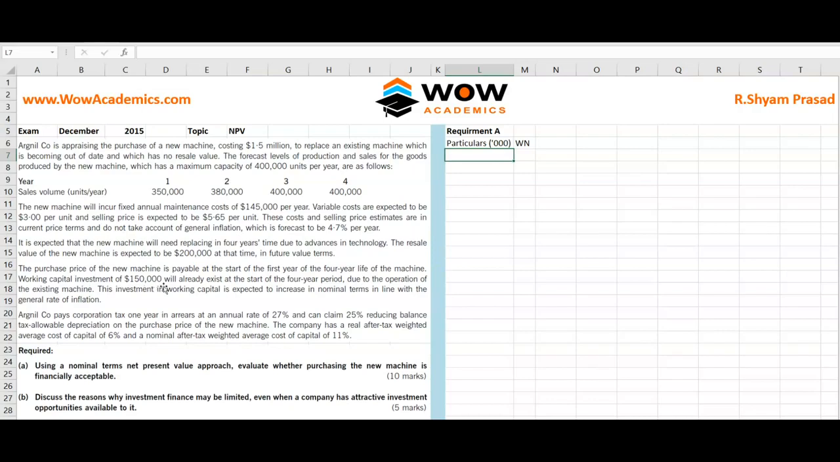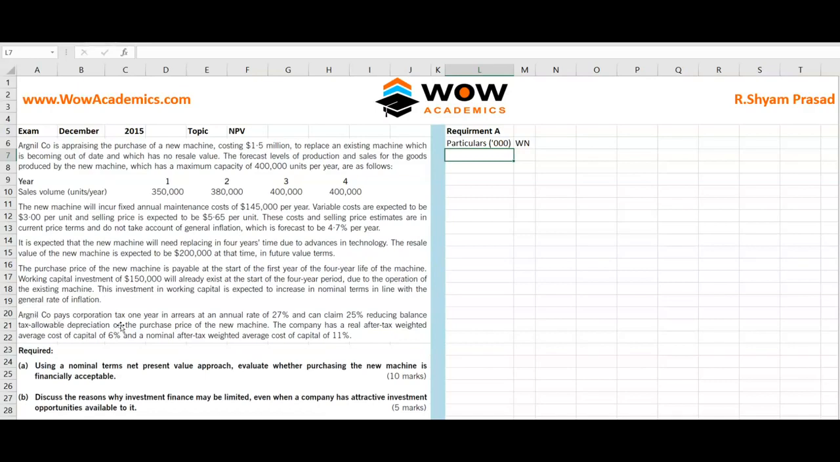Working capital investment of 1,50,000 will already exist at the start of the 4-year period. So working capital is already existing. We don't need to invest. Due to the operation of the existing machine, the investment in working capital is expected to increase in nominal terms in line with the general rate of inflation. So the general rate of inflation is again 4.7%. So working capital is going to increase at 4.7%. That alone we have to keep investing.